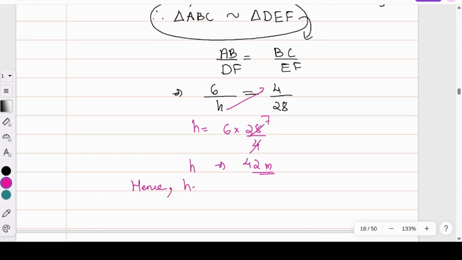Hence, I can write what? Hence, height of the tower is how much? Is 42 meter. Okay.